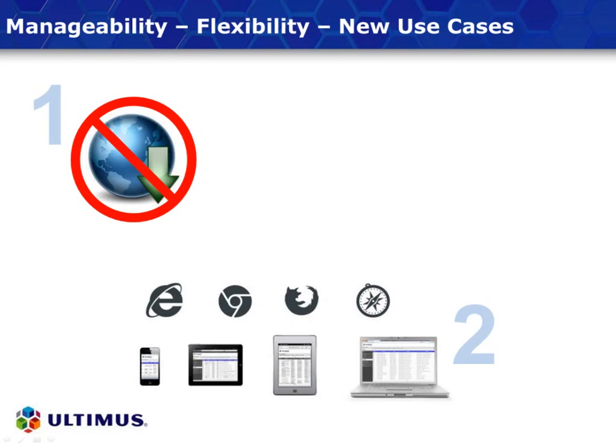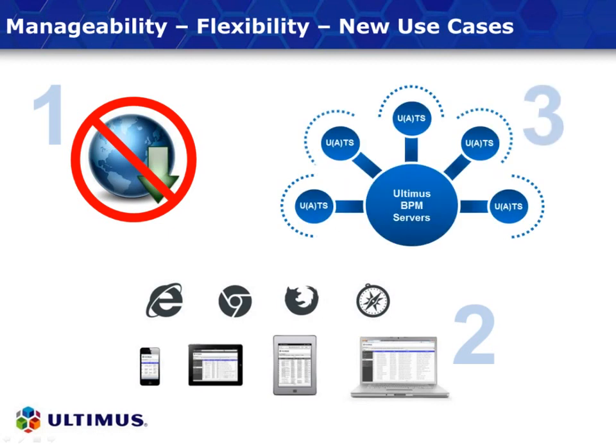And the third area are use cases, new use cases that we haven't even thought of before, where you can have multiple BPM servers or multiple UATS, so the Ultimus Advanced Task Services, on different machines and so on. And I'll go into detail on that on the following slide. The greatest advantage in this area is that you can actually reduce the cost, you can increase security, and optimize IT infrastructure.